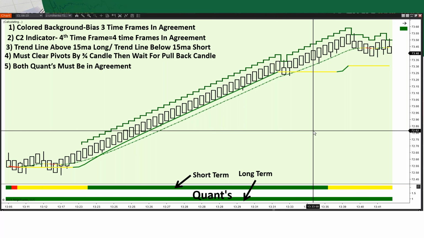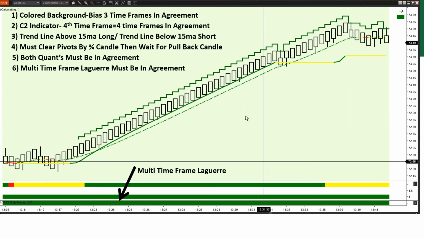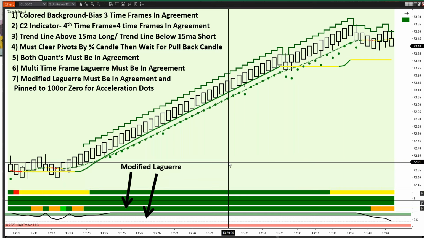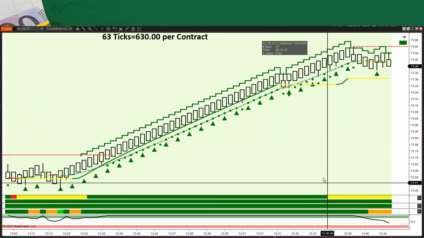All right, so you need both quants. So we have the short-term and the long-term quant. You need them in agreement. Right? You need the multiple time frame Laguerre in agreement with the quants, and you need the modified Laguerre in agreement with the quants, and you need to have it pinned at 100 or pinned at 0 to get the acceleration dots. So here's the setup, here's the trade, 63 ticks.